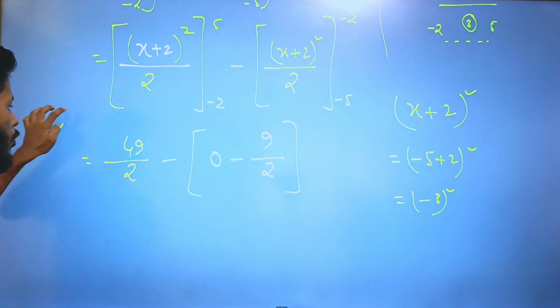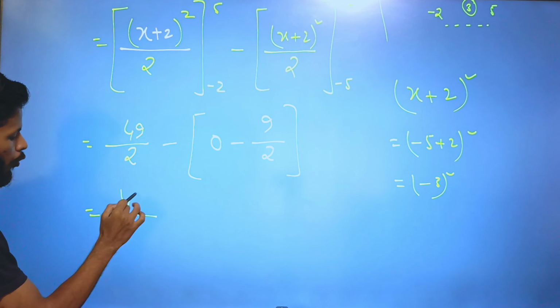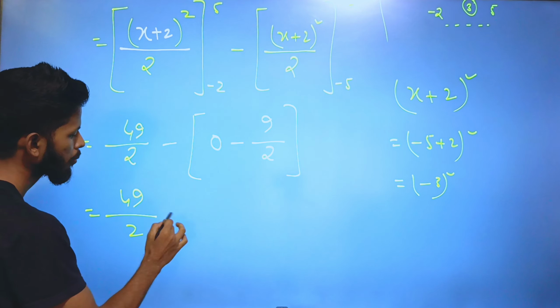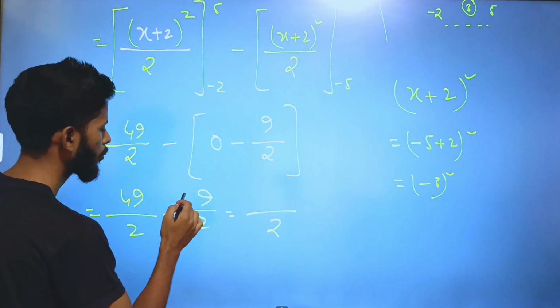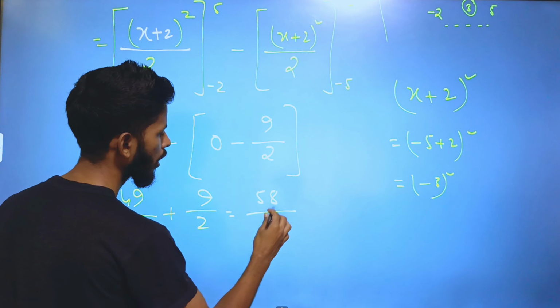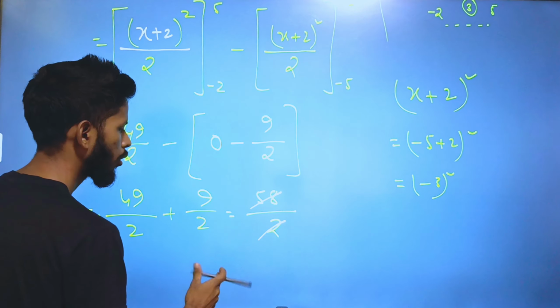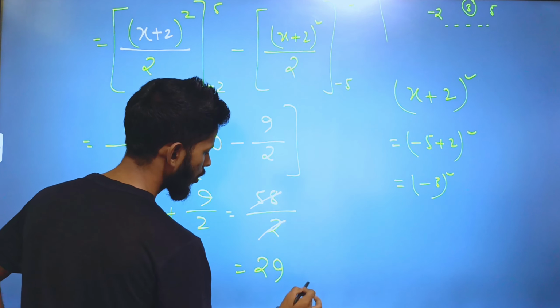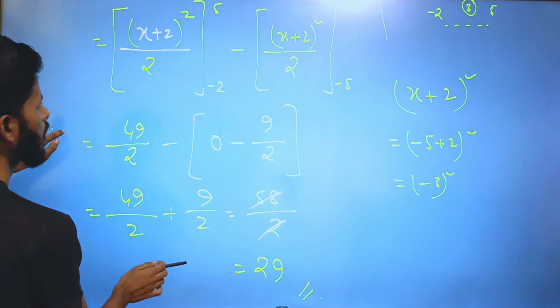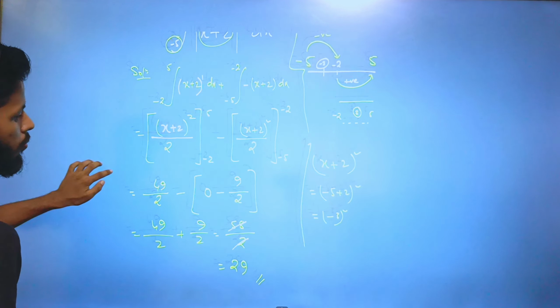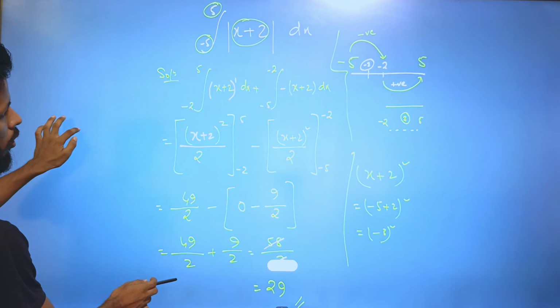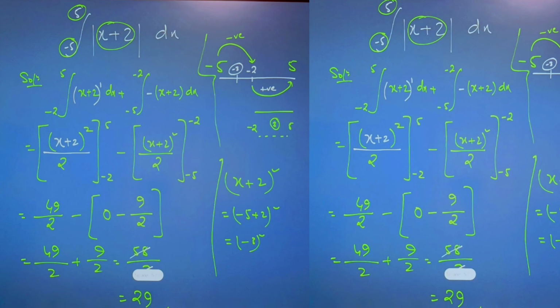If we remove the brackets from here, we will have 49 by 2 minus minus, that is plus 9 by 2, and if you take the LCM, then 49 plus 9 will give us 58, and if we cut this, we will have 29 as our final answer of this integrated function. I hope this simple question is solved for you. Revise well.